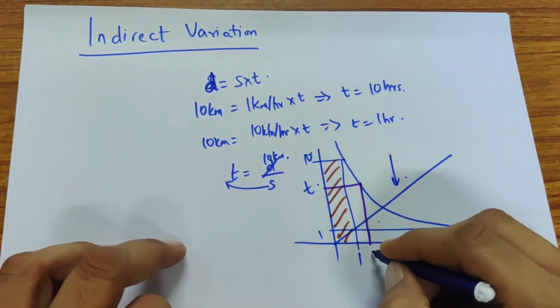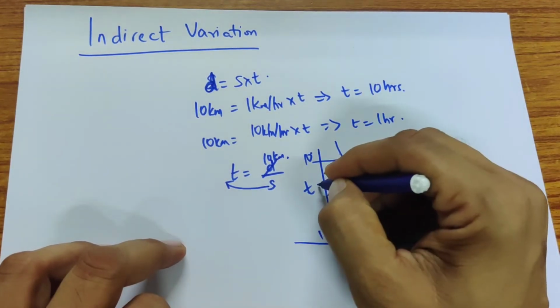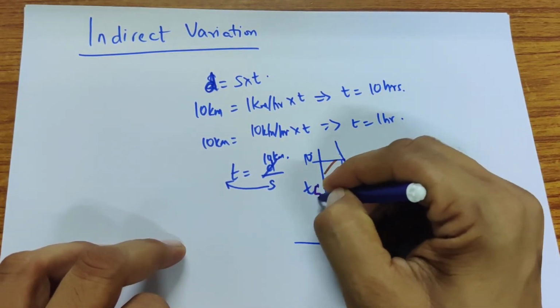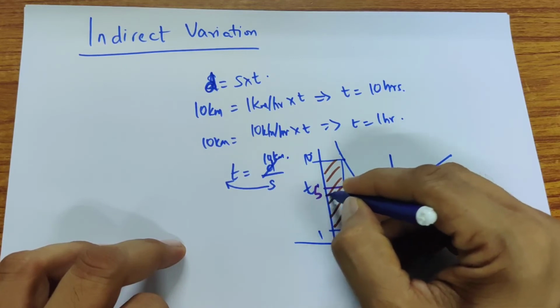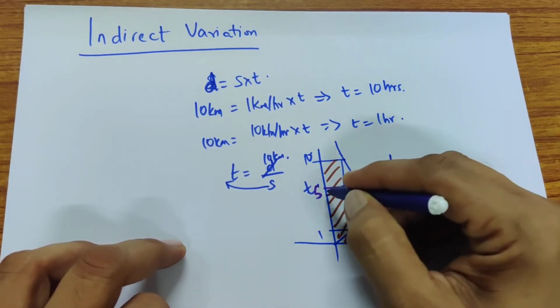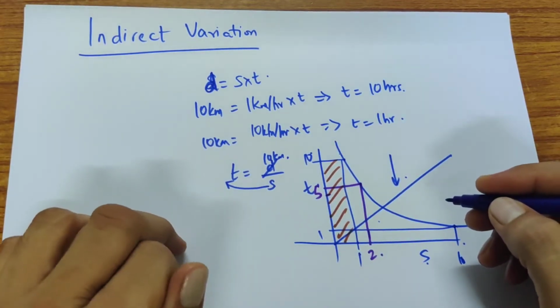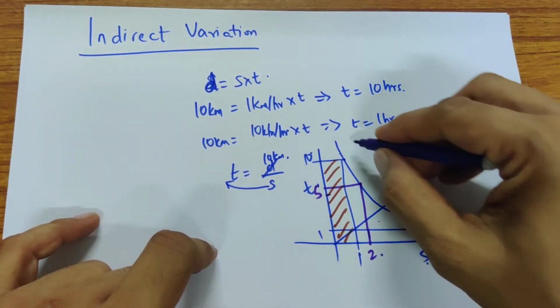So if I go to 2, then this is going to go down almost to half of that. It's going to go down to 5. It's not even drawn right, maybe half or somewhere here. But anyway, you get the picture, right? That basically the curve is not going to be a straight line.